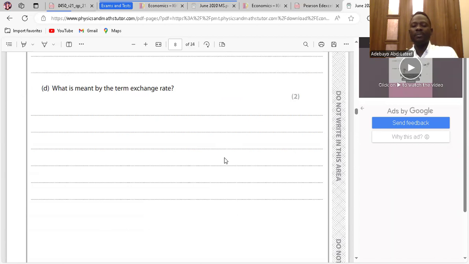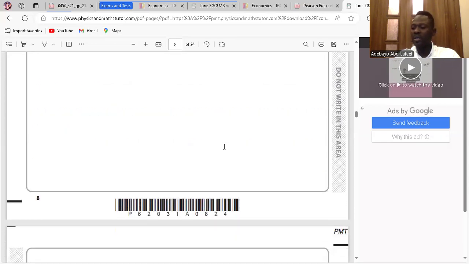What is meant by the term exchange rate? Exchange rate is the price of a country's currency in relation to another country's currency. Example, the dollar and the naira. Okay. So go on to the next question.